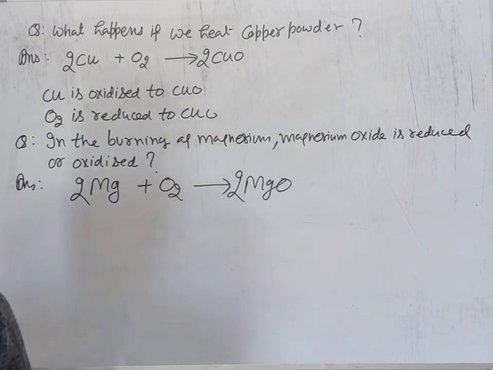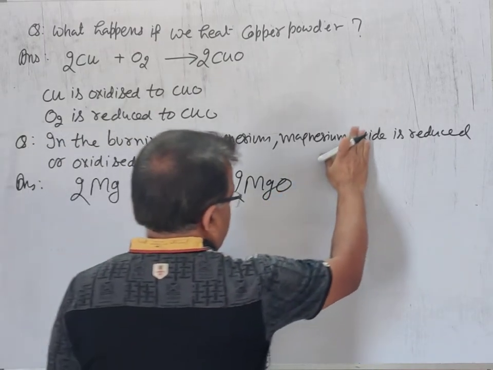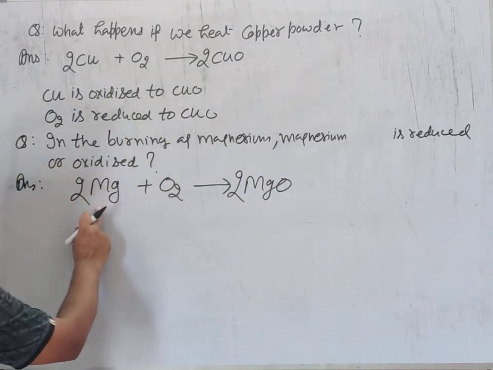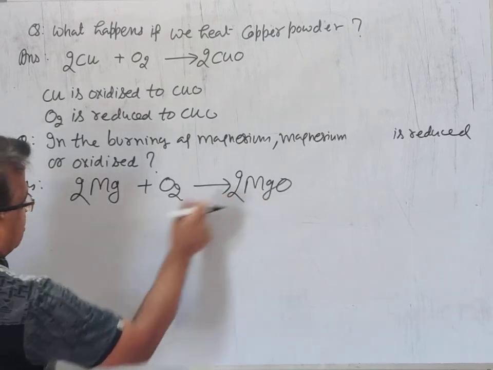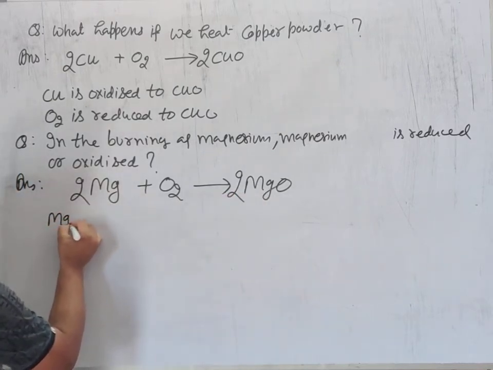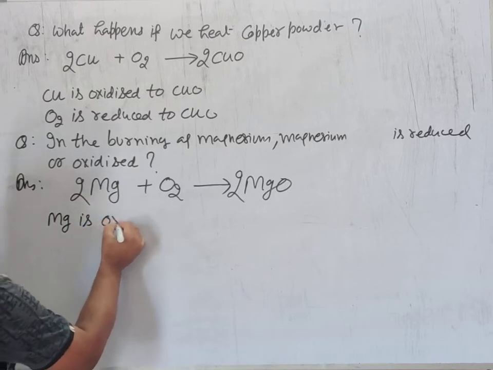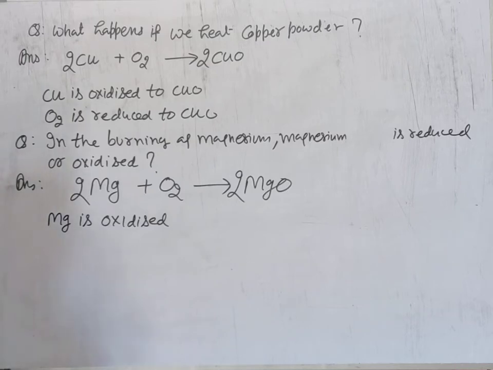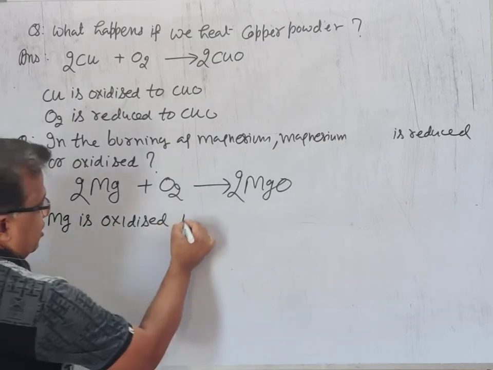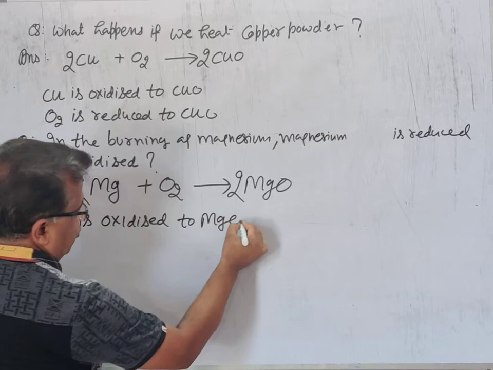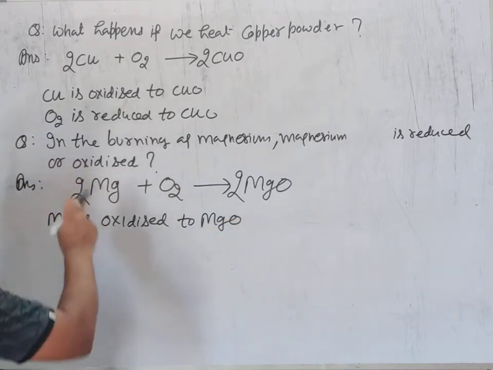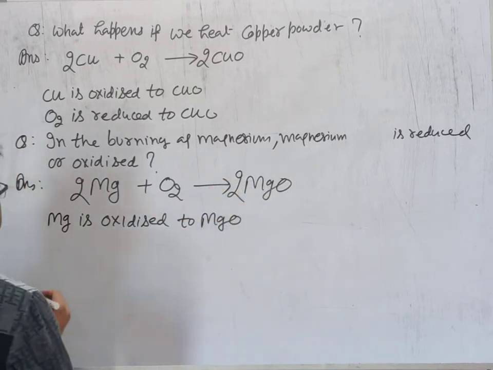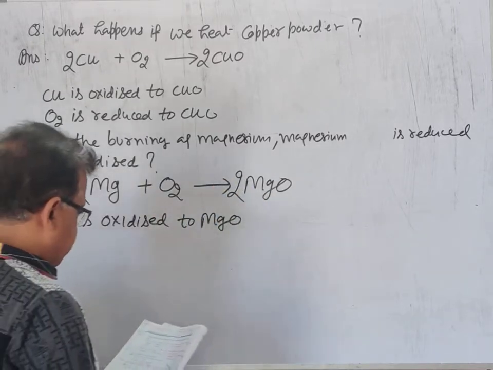In the burning of magnesium, magnesium is oxidized because it is not the reactant... is magnesium reduced or oxidized? So in magnesium, oxygen is added. So thus magnesium is oxidized. This is sufficient according to the question. But if you want to write, magnesium is oxidized to magnesium oxide, and similar to the previous case, oxygen is reduced to magnesium oxide. It is a textbook question, I think.